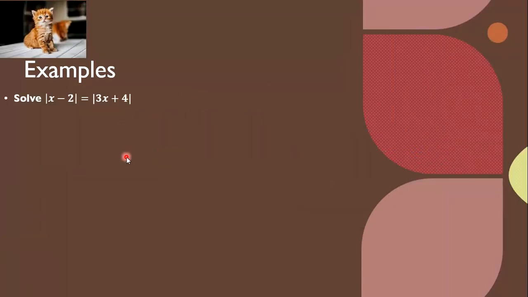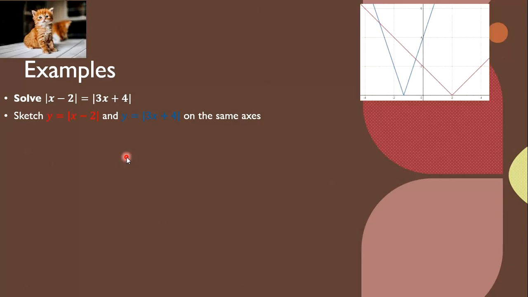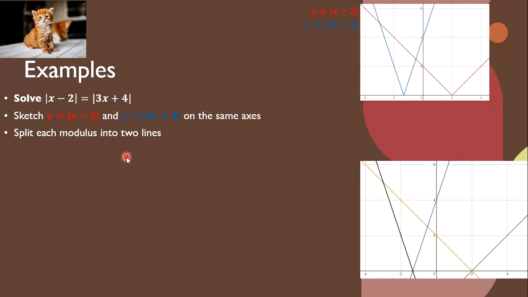Solve the modulus of x minus 2 equals the modulus of 3x plus 4. You can see for this example, it's going to be slightly more complicated because we have two moduli. So we're going to sketch them both on the same axes like we did last time. The red one is the modulus of x minus 2, and the blue one is the modulus of 3x plus 4. We want to split each modulus into two lines this time.